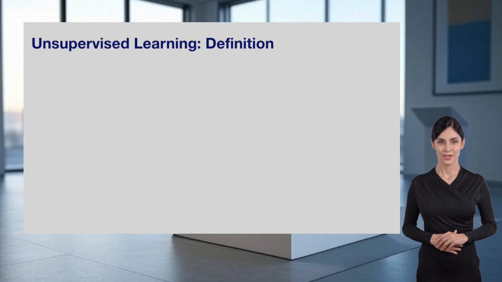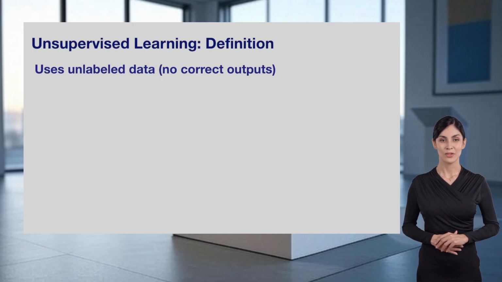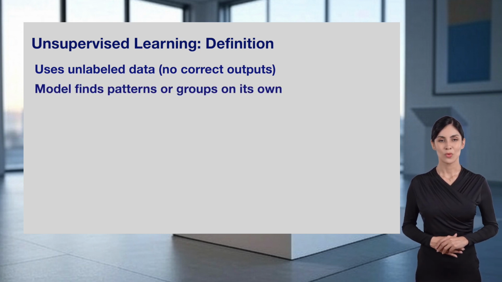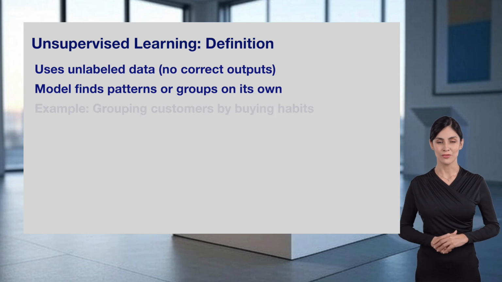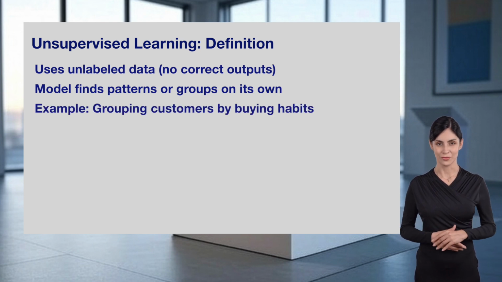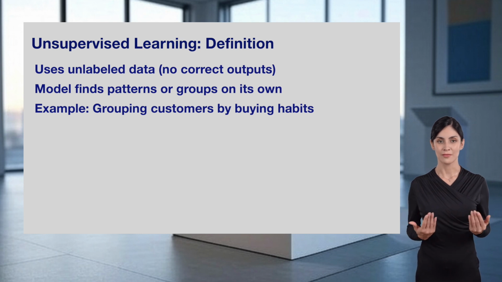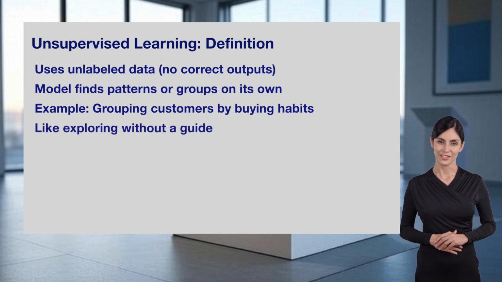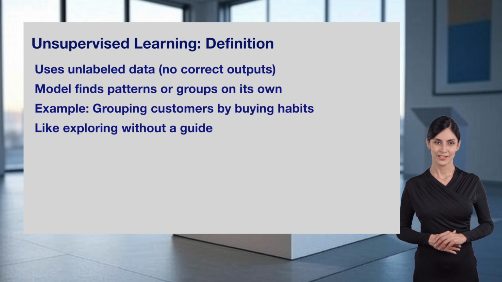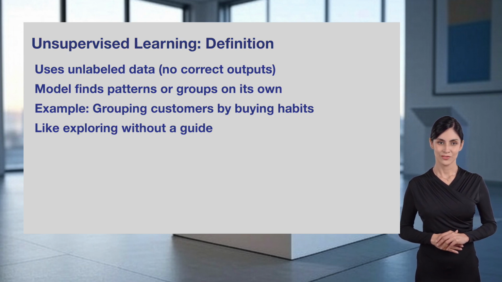Next is unsupervised learning. This type uses unlabeled data, meaning there are no correct outputs provided. The model finds patterns or groups in the data on its own. For example, it might group customers by their buying habits to help a store understand its audience. Unsupervised learning is like exploring without a guide. The model discovers hidden patterns by itself, which can be very powerful.